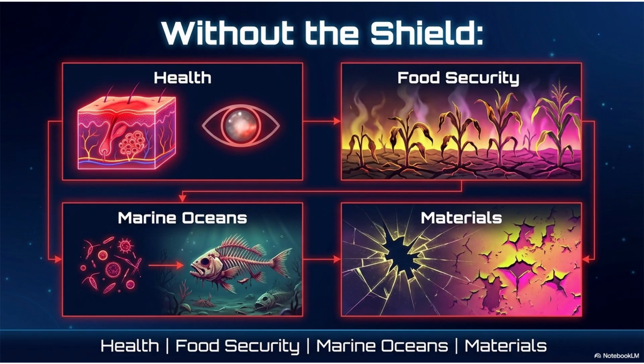Now imagine a world where the protective shield becomes much thinner. Then what could happen? First, human health could be affected. Excessive UV exposure can increase the risk of skin cancer, eye damage such as cataract and other health problems.